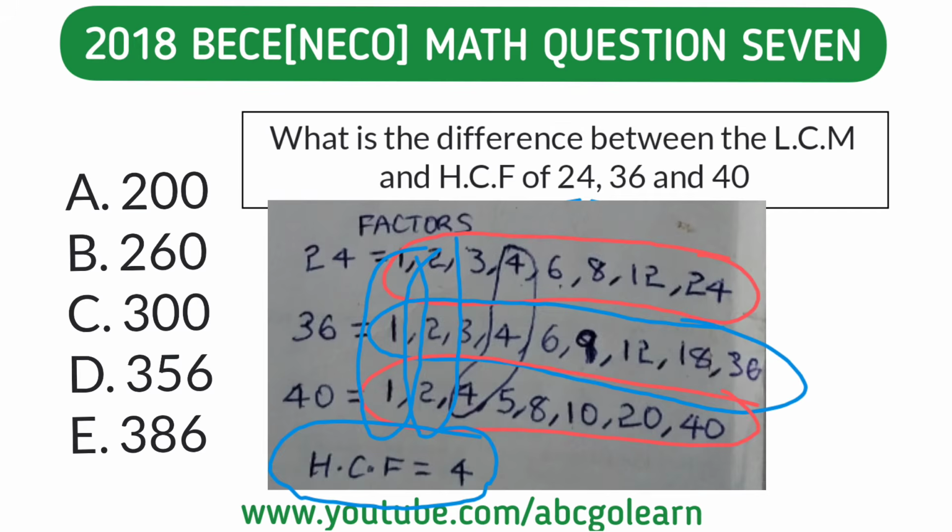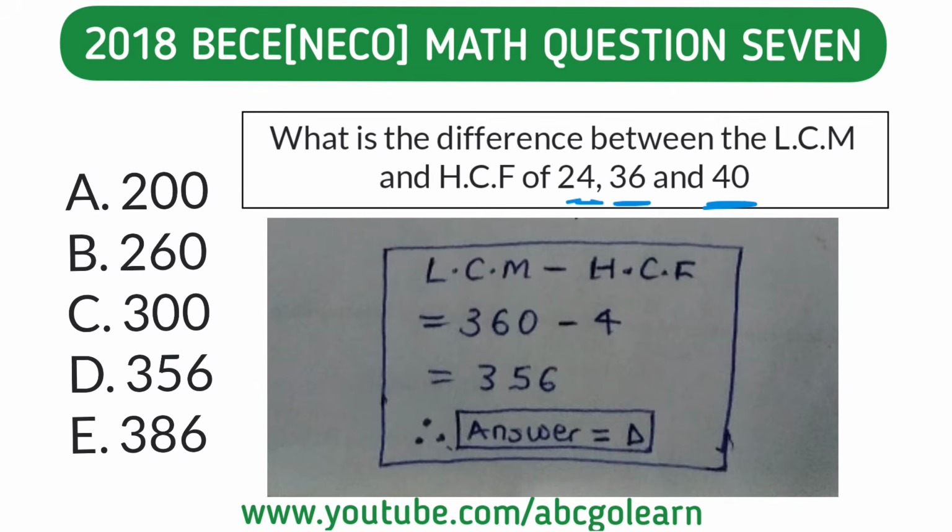So the next thing for us to do now is to look for the difference between the two numbers. The other time when we were doing it, we got our LCM to be 360 and HCF to be 4. So if you subtract it, you would get what?